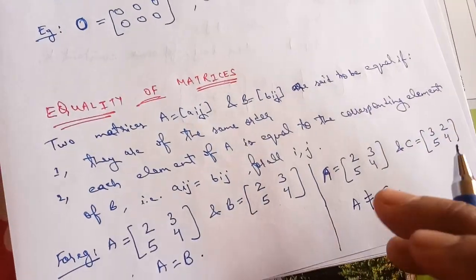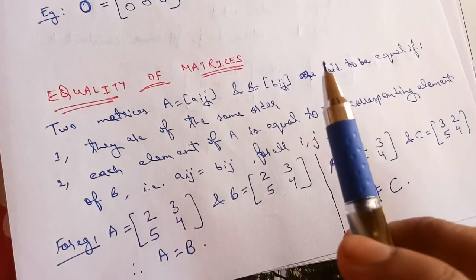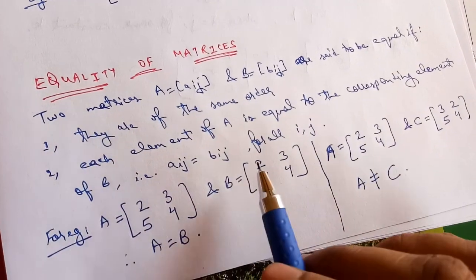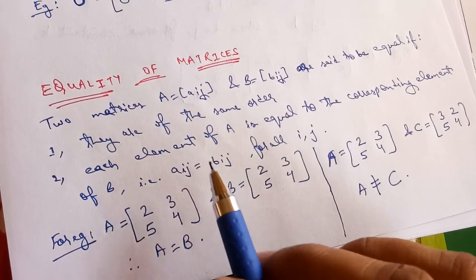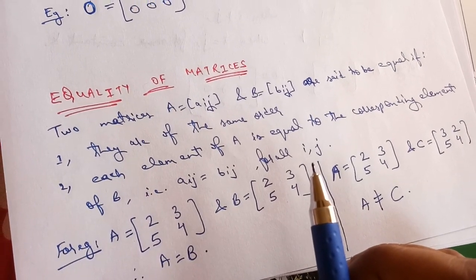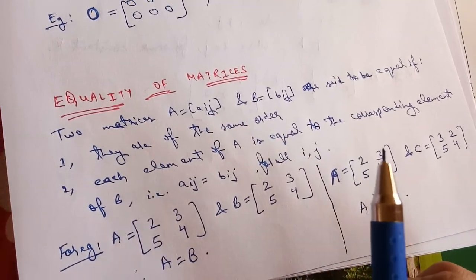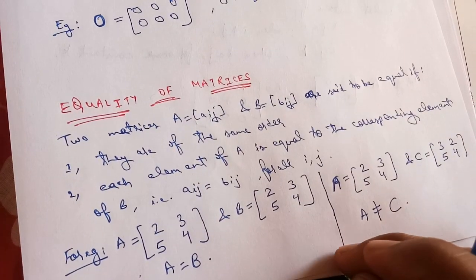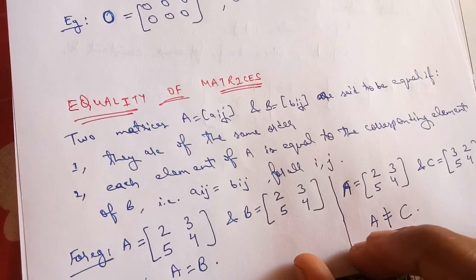So that means for two matrices to be equal, all the corresponding elements must be the same and their order must be the same. Then only will the two matrices be equal. Right. So in the next lecture we will start with the questions of the exercise. Thank you.